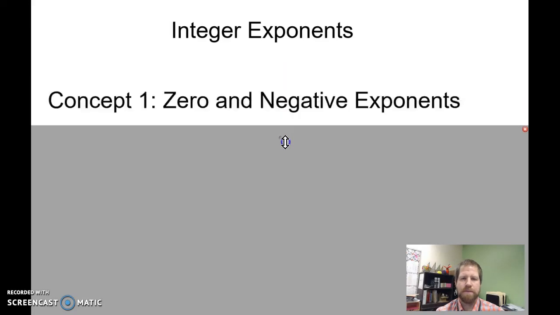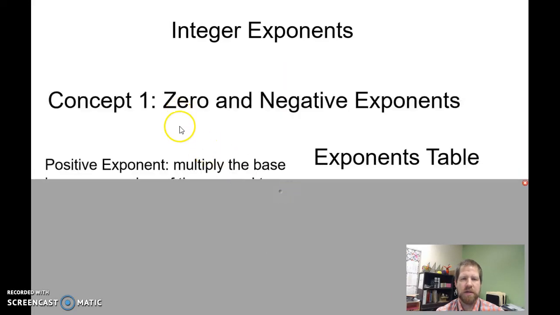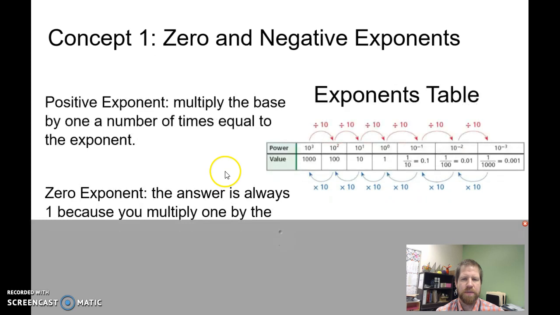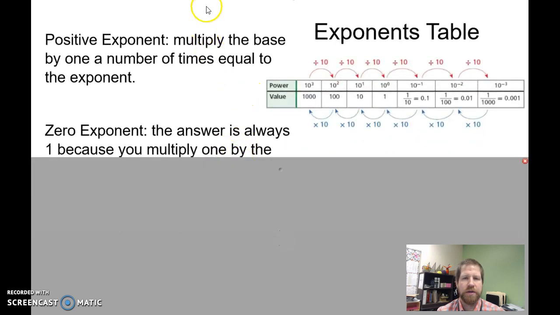Integer exponents. So our first concept is looking at zero and negative exponents, but we want to go over positive exponents just to make sure everybody's on the same page. With a positive exponent, you're looking at multiplying a number, whatever the base is. In this case, we'll start with 2 to the third. And you're going to multiply that by 1 a number of times equal to the exponent.